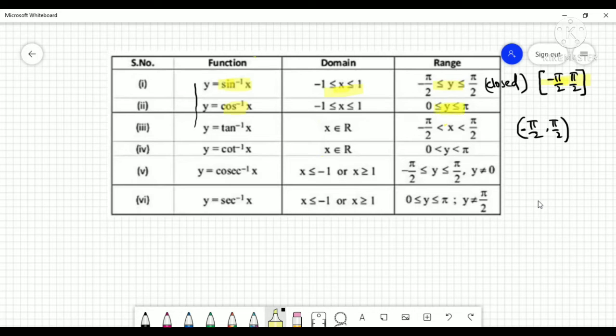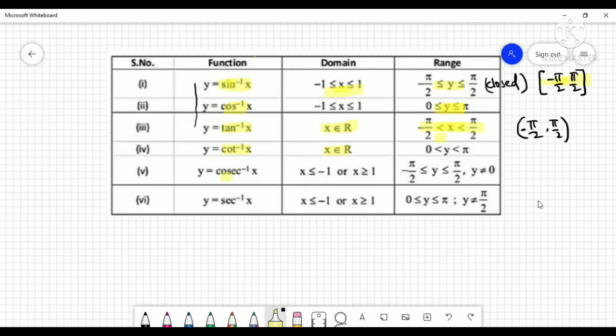Now for tan inverse x, the domain is the set of real numbers. The range is an open interval, not including the endpoints. The equal sign is not there. Be careful. We can write -π/2 to π/2, open interval. Next, for cot inverse x, the domain is the set of real numbers. The range is the open interval 0 to pi, not including the endpoints.